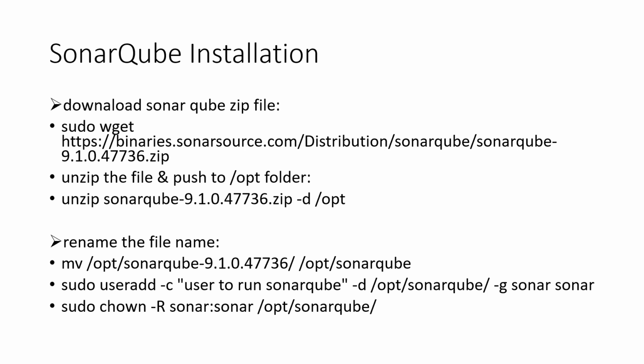Rename means whatever we downloaded, you just need to rename it using this command: mv /opt/sonarqube-9.1.0 to /opt/sonarqube. Once it is done, you need to run this command: sudo useradd -c. Once this is done, you need to change the permission of that particular directory, so you need to change the username and the group name using chown -R sonar:sonar /opt/sonarqube.